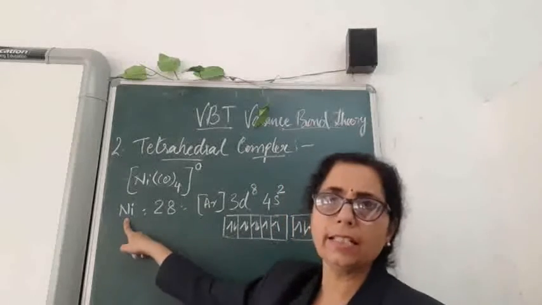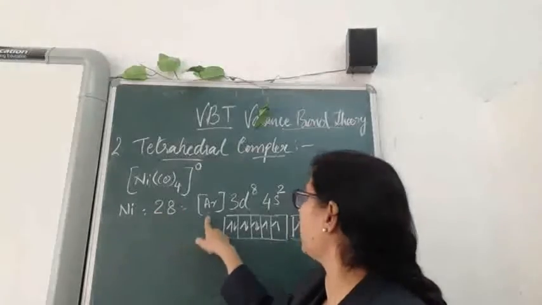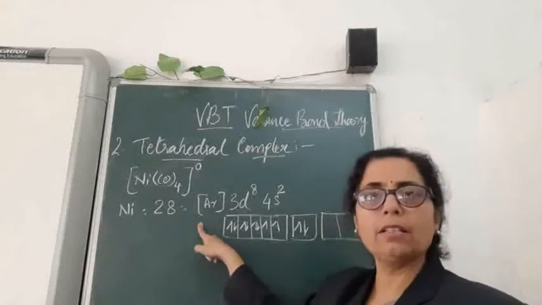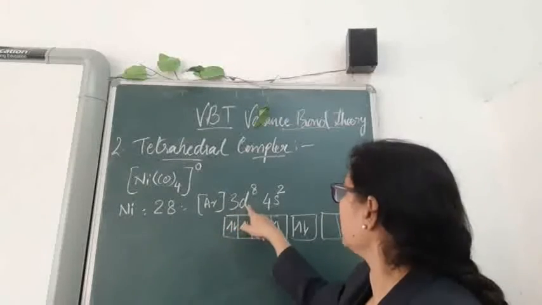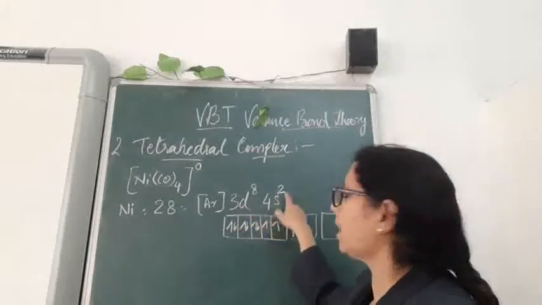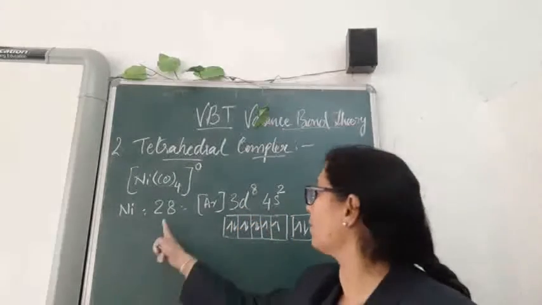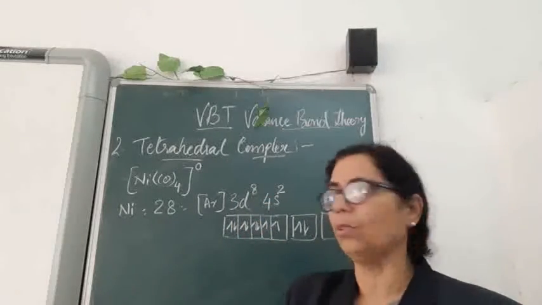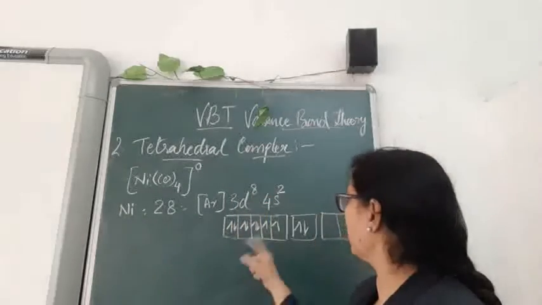We see that nickel has atomic number 28. When we write the electronic configuration, we find that argon is the noble gas equivalent, and then the 3d8 and 4s2 configuration comes here because the atomic number is 28. We have seen in the earlier example that chromium was 24, and like that 4 more have increased here.